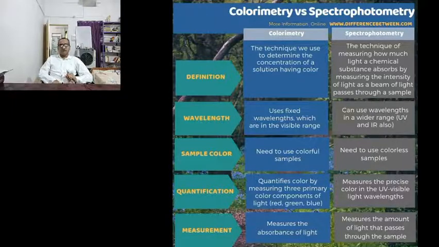Spectrophotometer, you can say, is an advanced form of the colorimeter. In a wide range of wavelength, you can take the measurement, even in the UV range also. Correct? And the solution need not be a colored solution.